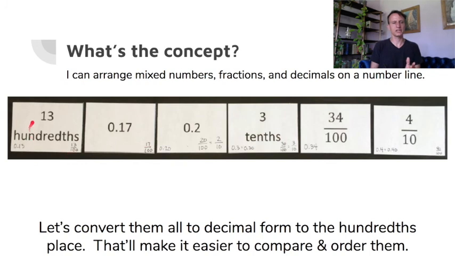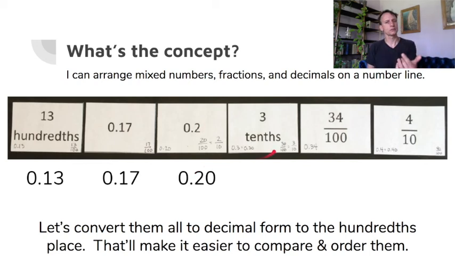Okay, so 13 hundredths, writing that as a decimal. 13 hundredths. 17 hundredths is already in decimal form to the hundredths place. This is 2 tenths. How do I make it look all decimal-like out to the hundredths? That's right. Just express it as hundredths, as 20 hundredths. 3 tenths would be 30 hundredths. There it is in decimal form.